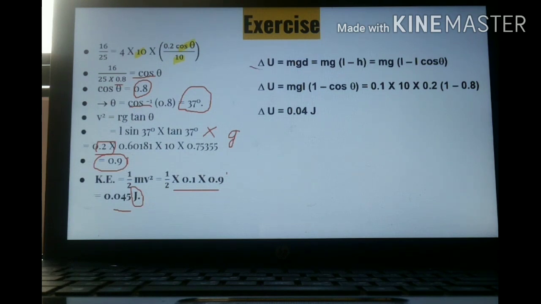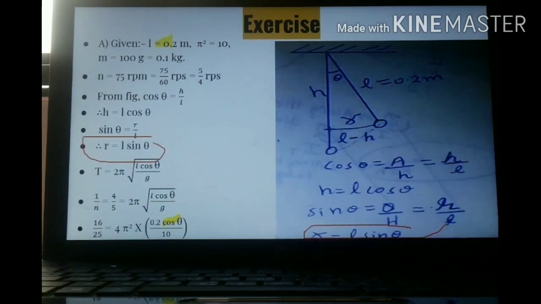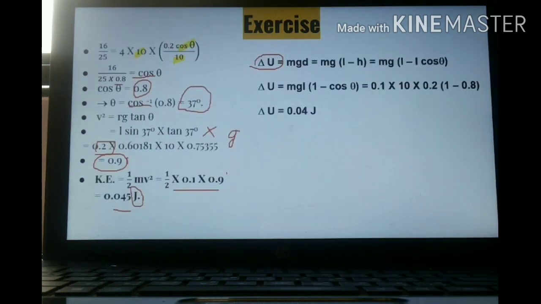Now what we have to find out? We have to find out potential energy, that is mgd. D is what? L minus h. Look here, from here to here, this was denoting D. So whenever the bob is at this position, what is the potential energy stored? That we have to find out. That is mg(L minus h).